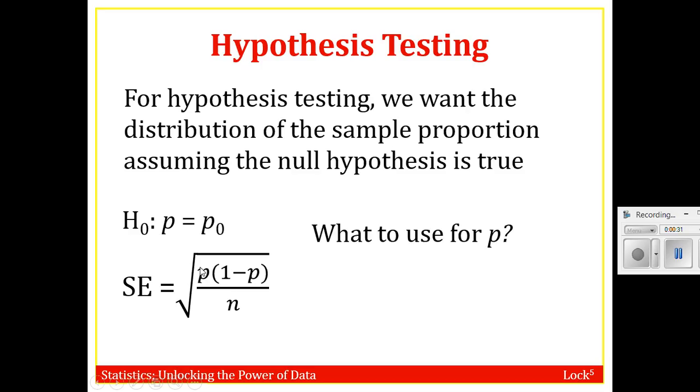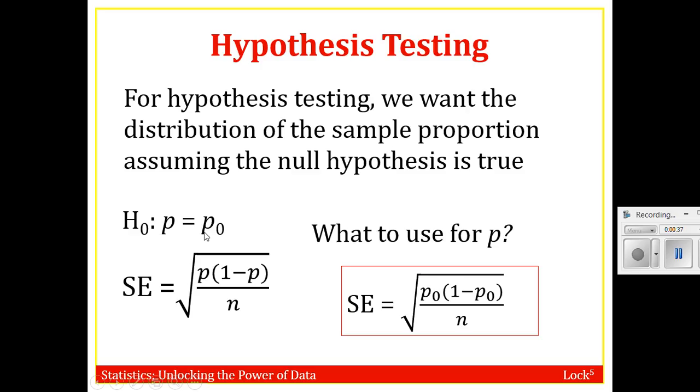So what do we use in our standard error if we don't know what p is? Well, we're going to use our null hypothesis. Since p equals p naught, we're going to replace these p's with p naught, our null hypothesis. So we can estimate our standard error using our null hypothesis and 1 minus our null hypothesis divided by our sample size, all inside of our square root.